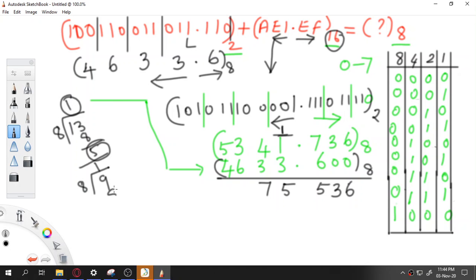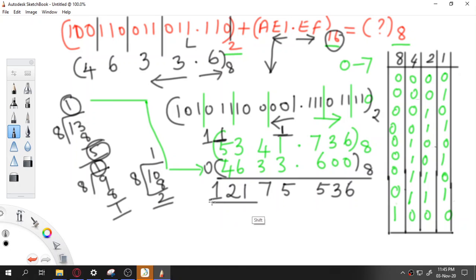Here 9 divided by 8: 8 ones are 8, the remainder is 1. So the remainder you put over here and take the quotient over here. Again, 5 plus 4 is 9, 9 plus 1 is 10. There is no 10 in the octal number. Divided by 8, 8 ones are 8 and the remainder is 2. So you write the remainder over here, and the carry goes to the next one. This 0 is here, so you just put the carry. So this is the answer: 12175.536 to the base 8. This is the answer for this octal number addition.